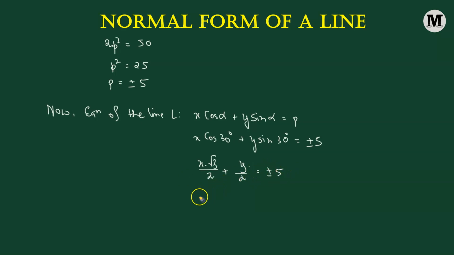Let's multiply throughout with 2 to get square root of 3 times x added to y equals, so 2 times 5, that's 10. We're going to get plus or minus 10. So this is going to be the final equation. Thus we can say square root of 3x plus y equals plus or minus 10 as the required equations of the line. So actually there are two lines that we're getting. We are getting square root of 3x plus y equals plus 10. That is going to be equation 1 of the line. And the other equation is going to be square root of 3x plus y equals negative 10.